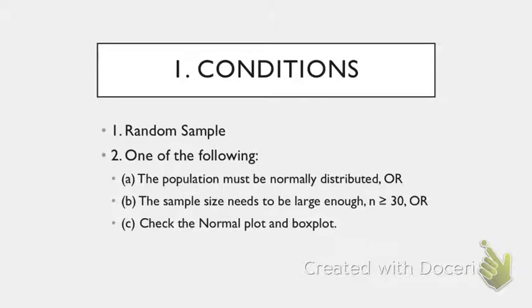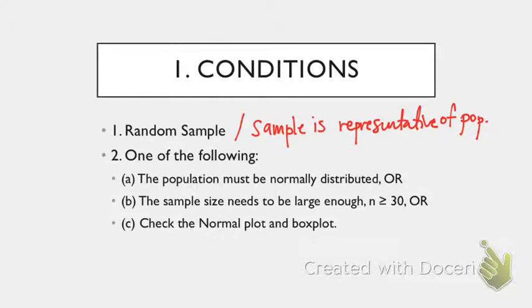Random sample, or if it doesn't say random sample, then we say that the sample is representative of the population. We assume that the sample is representative of the population, if it does not say it's random. Then second is checking if it's normal. It has to be one of the following. It's either given to you in the problem, sample size is greater than or equal to 30, or you have to check the normal probability plot and the box plot. We want the normal probability plot to be what? Linear, and we want the box plot to have no outliers.